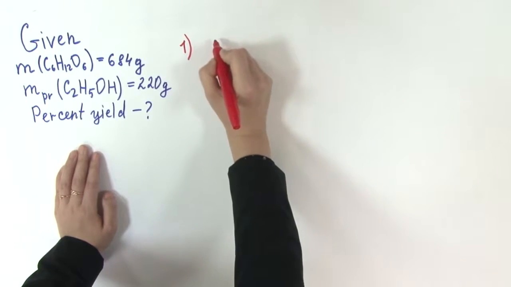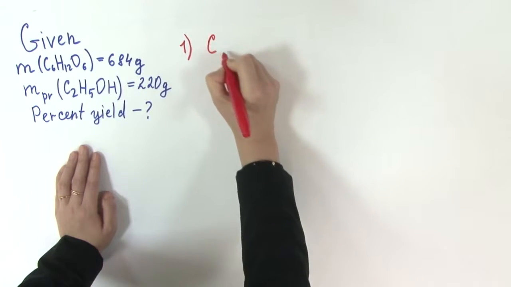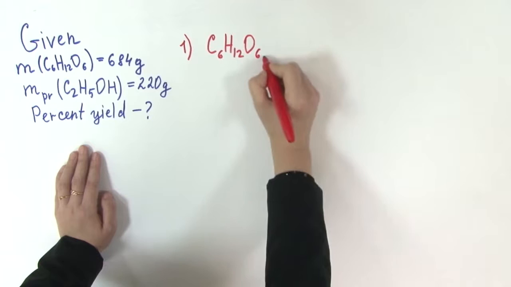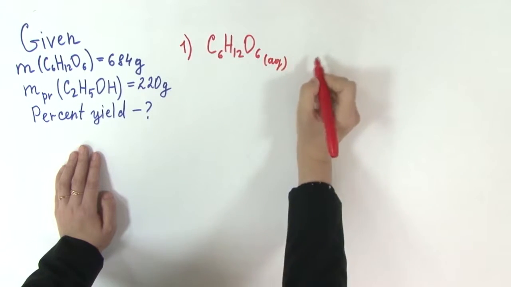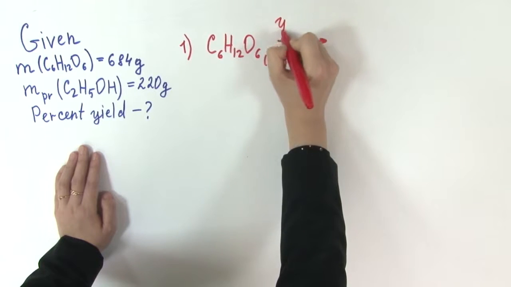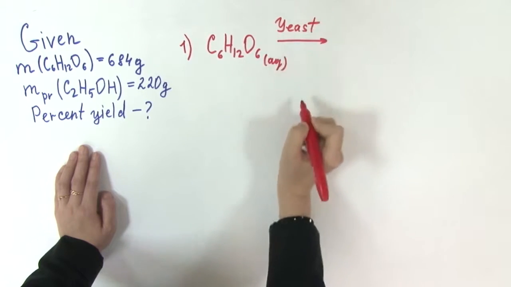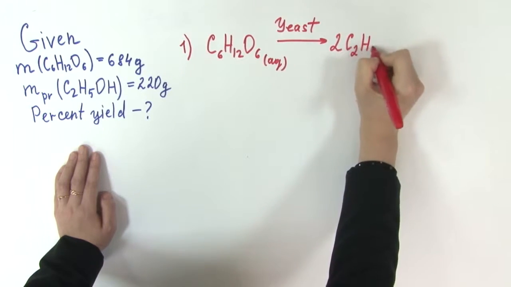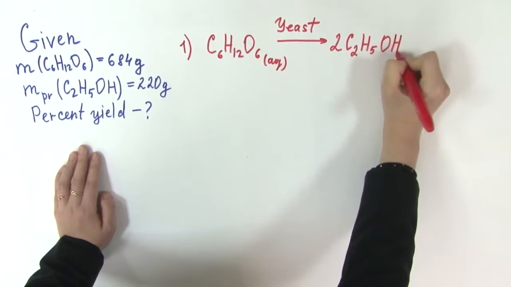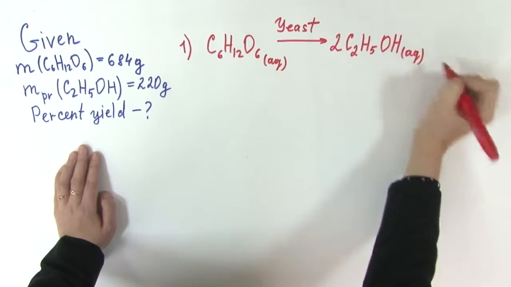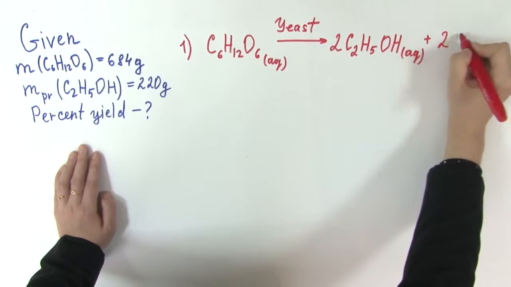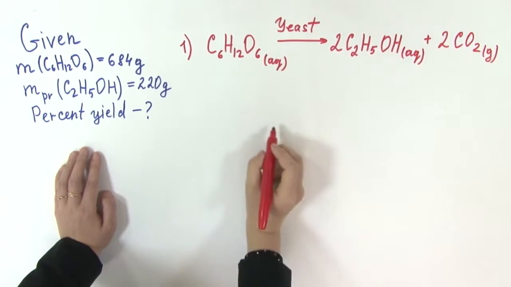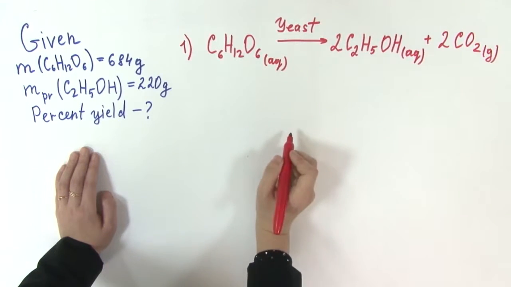So as you know, from 1 mole of glucose in aqua form, we can obtain by the action of yeast 2 molecules of ethanol, also in aqua form, and 2 molecules of CO2 gas. So this is our chemical equation.